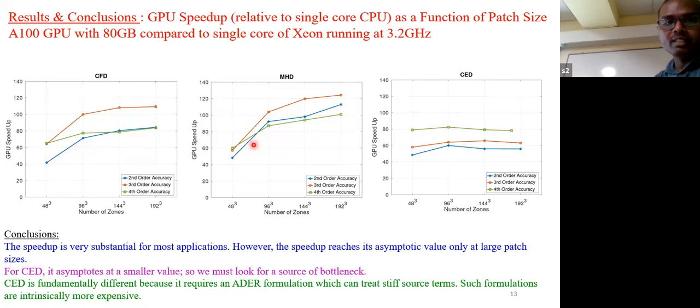The same situation has happened for the MHD also. So third order performs better than the second order. But for the CED case, that did not happen. We have second order, third order and fourth order, which has a much higher performance. However, on average, the electrodynamic case has a much lower speed up compared to CFD or MHD.